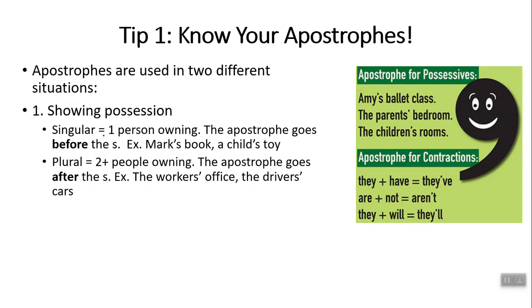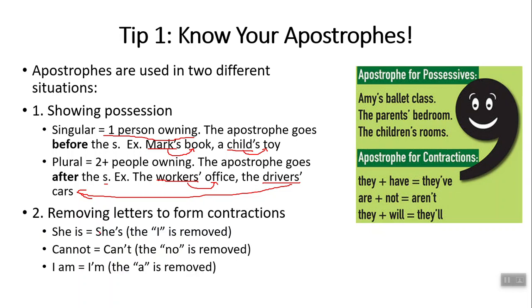So if you have one person owning it, this is singular possession. So Mark owns the book. Child's toy, the child owns, or at least plays with, their parents own it, the toy. When you have plural, it's two or more people owning it. So then the apostrophe goes after the S. It's already made into a plural with the S. The apostrophe goes at the end. The workers, all of the workers belong to or own the office. Drivers, all of the drivers own the cars.